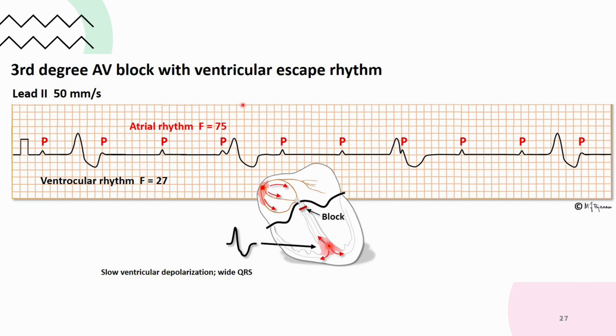Now, let's say the escape rhythm is not junctional, rather it started out in the ventricles, means it will not flow through the conventional conduction pathway. It will be much slower, and therefore the QRS will be wider.